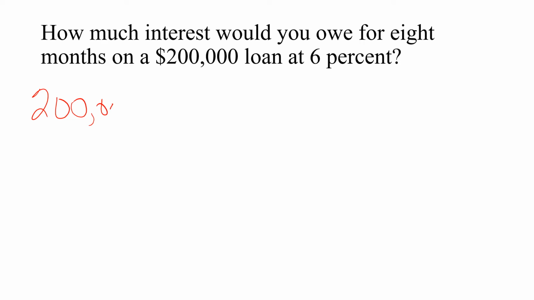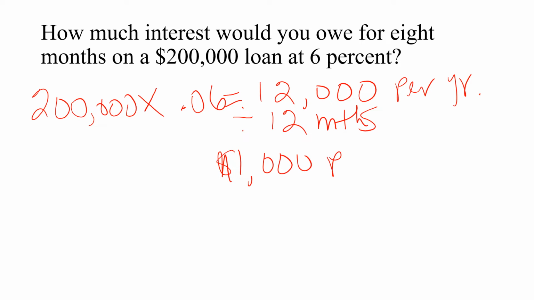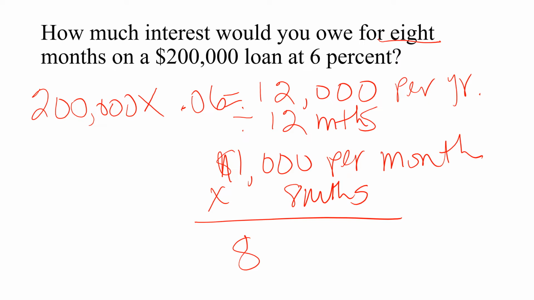200,000 times 0.06 equals 12,000. That's per year. So let's divide that by 12 months, and that gives us 1,000 per month. How much interest would you owe for 8 months? Times 8 months gives us a total of 8,000.